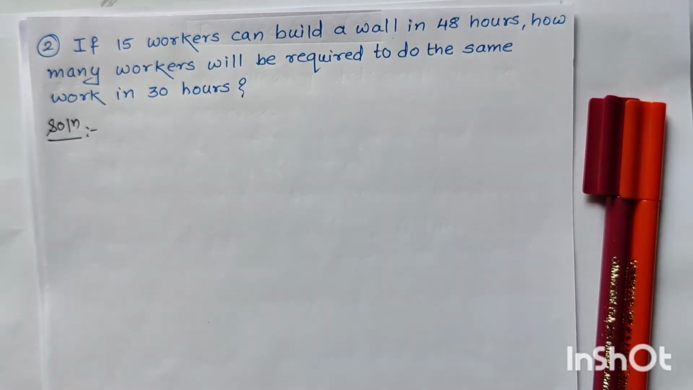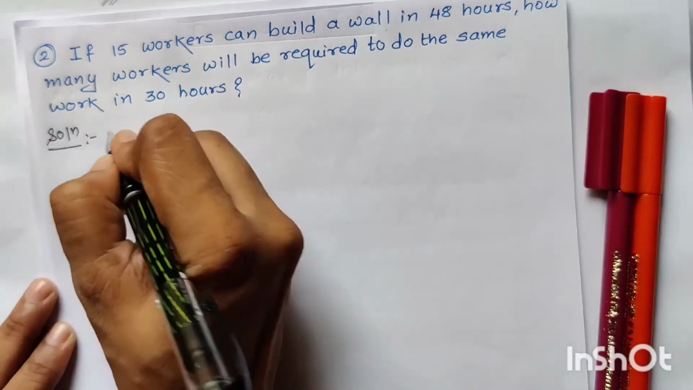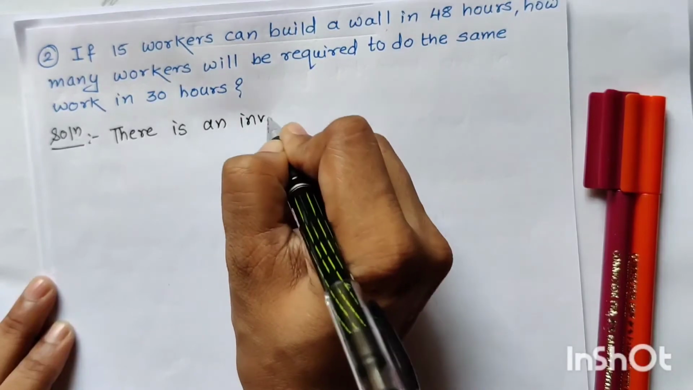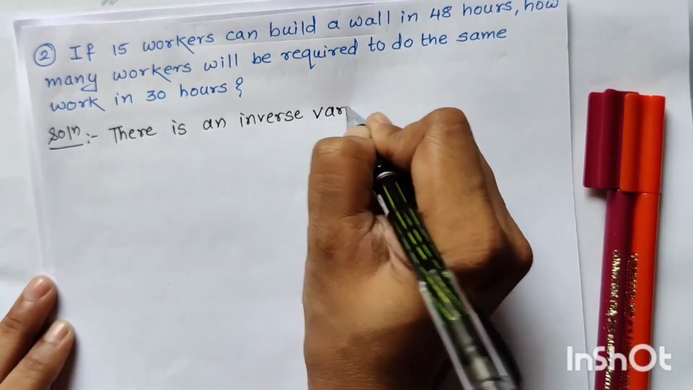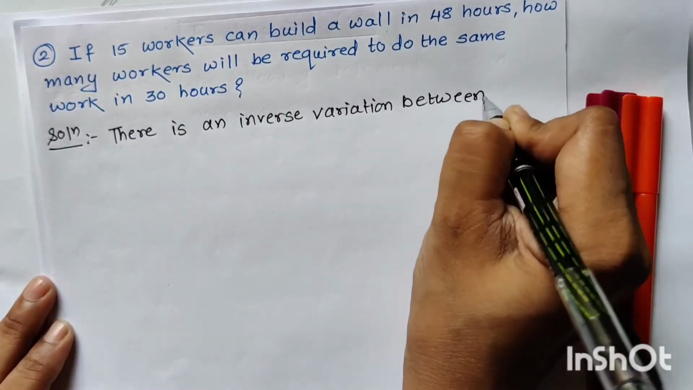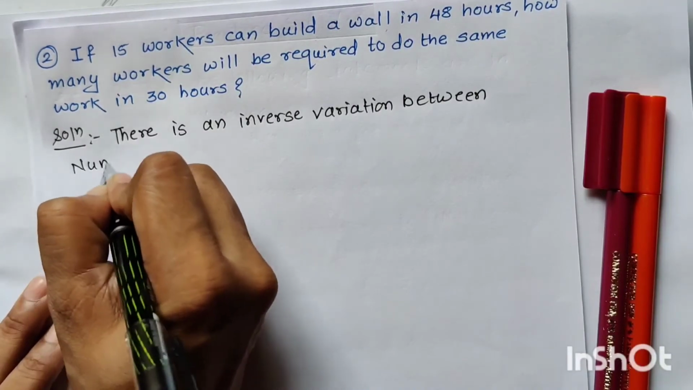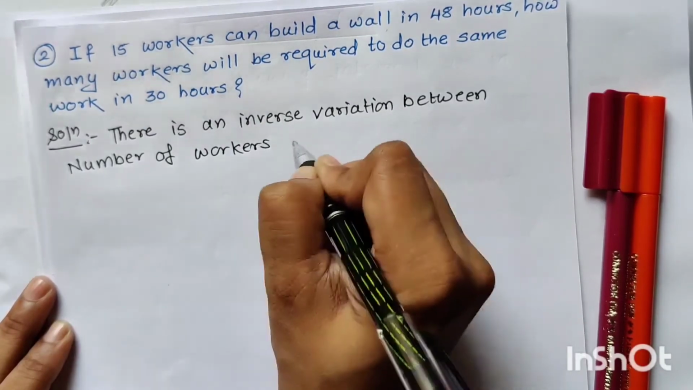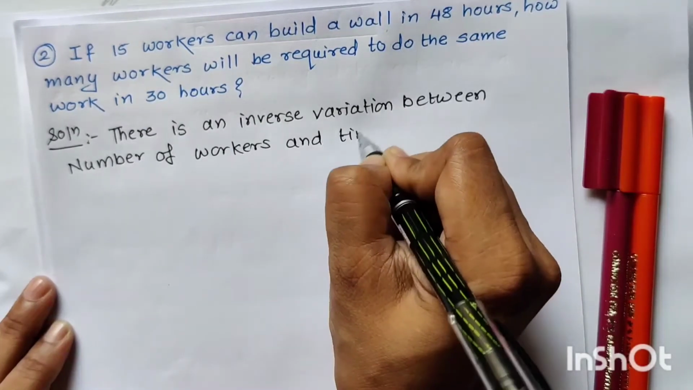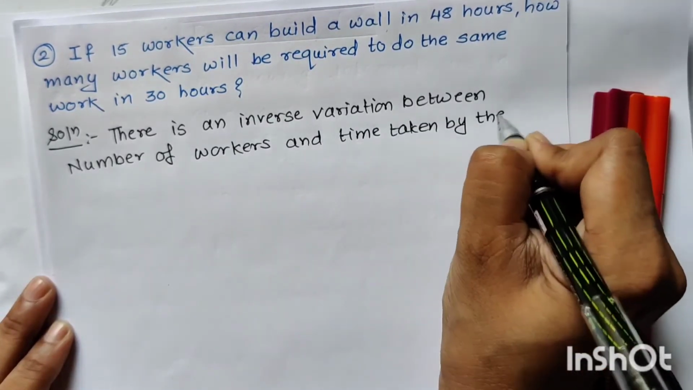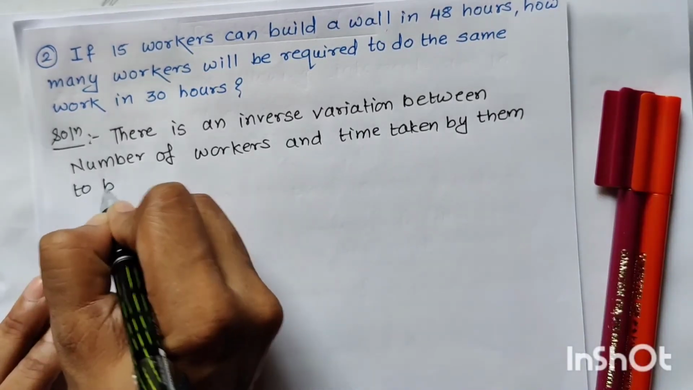So we write with that sentence only, there is an inverse variation between number of workers and time taken by them to build a wall.